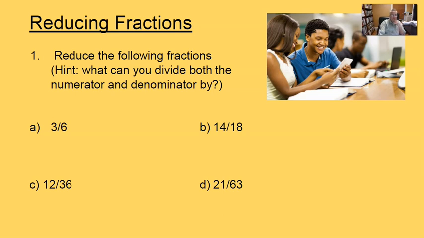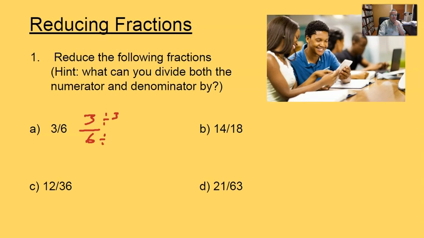It involves dividing the numerator and denominator by the same number. So we have to think, what can the numerator and denominator be divided by? Well, here we have 3/6. So we have to start thinking. 2 goes into 6, but not 3. We could divide both by 3. 3 divided by 3, and 6 can be divided by 3.